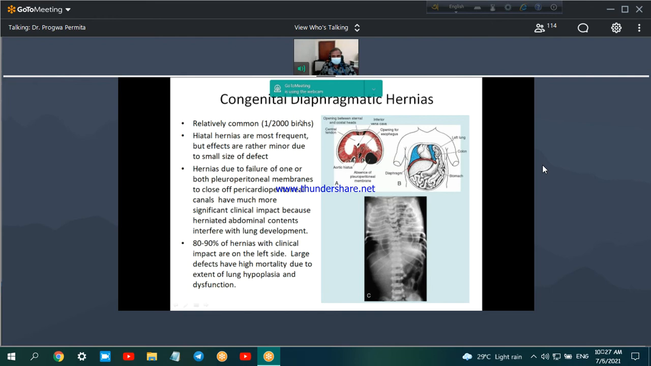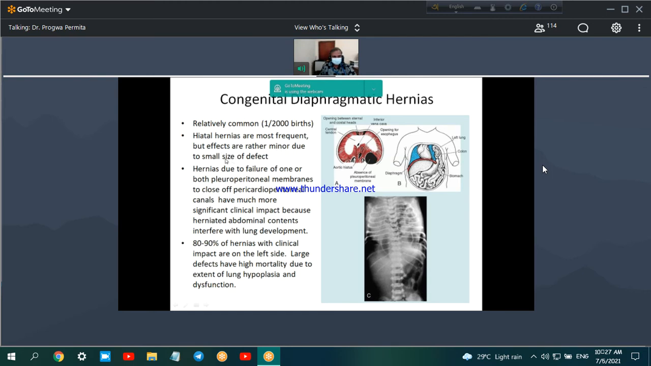Congenital diaphragmatic hernia is relatively common, 1 per 2000 live births. Here is the congenital diaphragmatic hernia. The abdominal contents are pushed through it into the pleural cavities, which collapses the lungs, causing respiratory distress in the newborn.